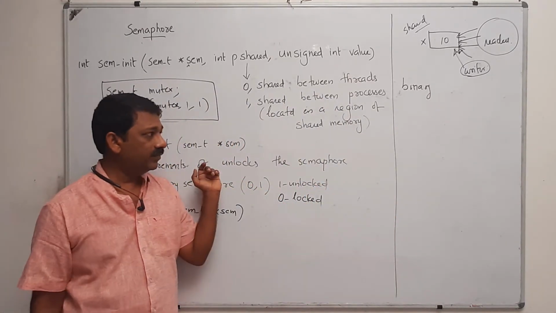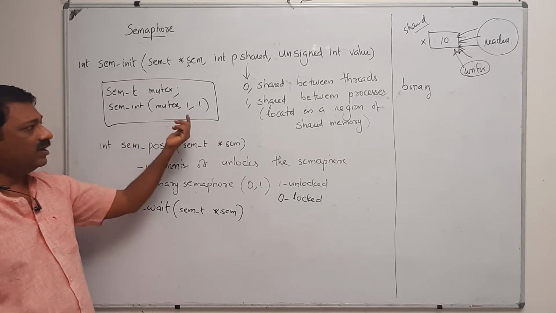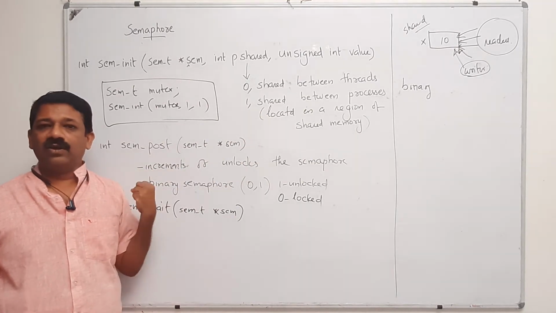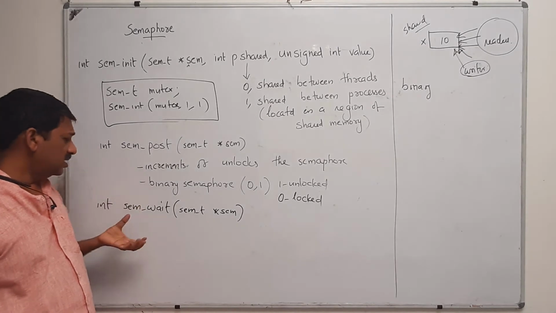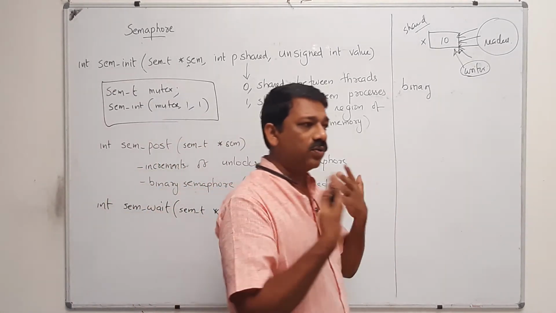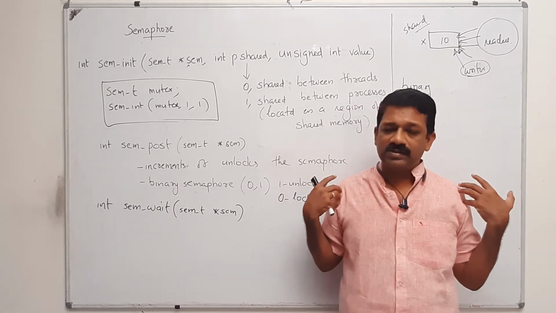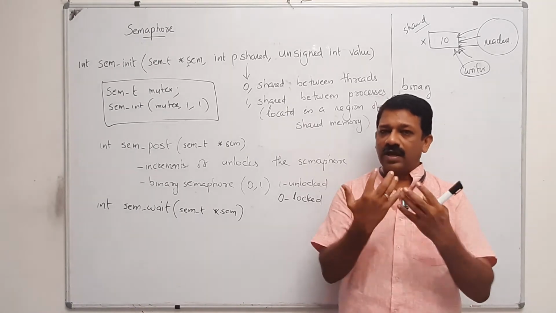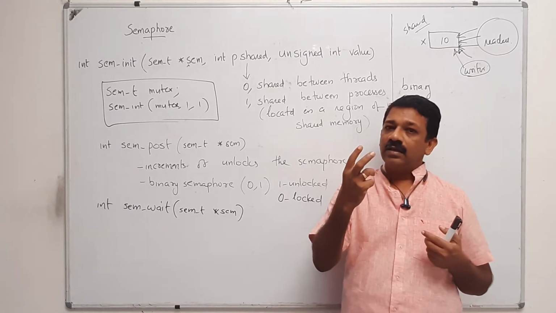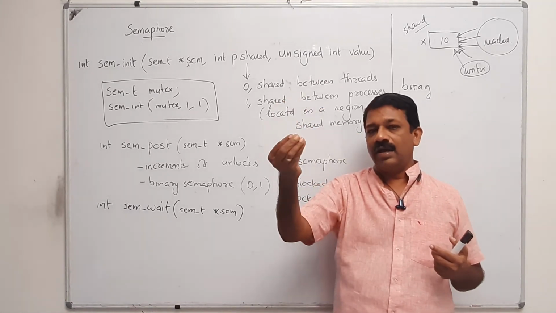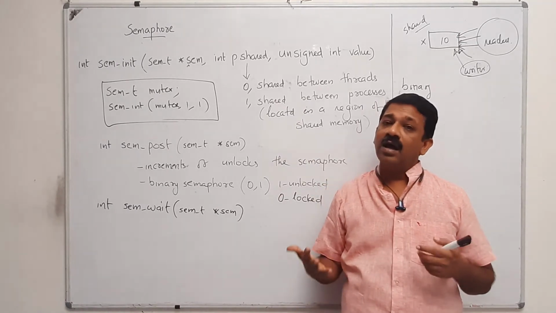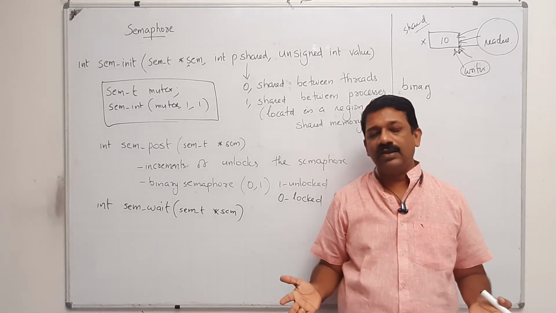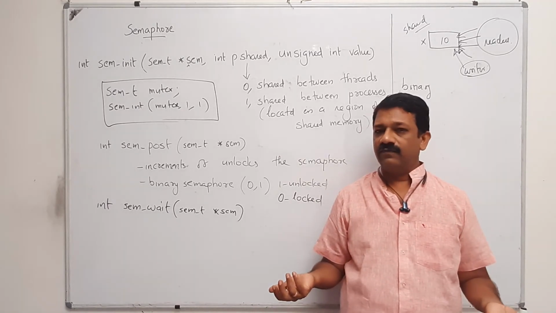Initially, the value of this is 1. That means the initial value of a semaphore is 1. That means it is unlocked. Anybody can acquire that. And if you want to acquire a semaphore, you are waiting for the semaphore, and if it is allocated to you, the value of that semaphore will be 1 and you are going to decrement that value to 0. Then other processes who are willing to acquire that lock, when they read that value, the value is 0, and they are waiting.